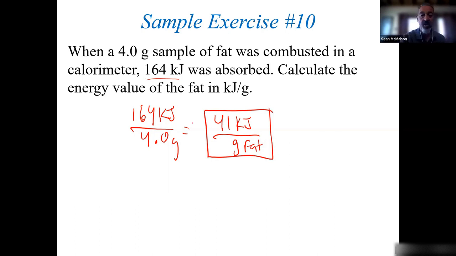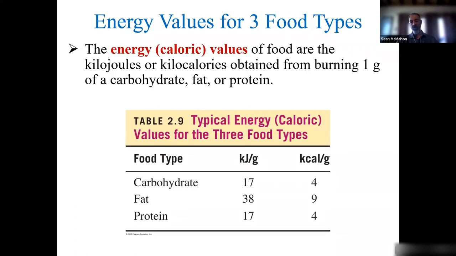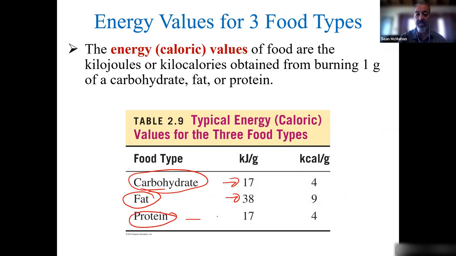Now, this is for this particular sample. And if we use generic values, because not all fat gives you the same amount of energy. There's saturated fat versus monounsaturated and polyunsaturated. So different fats actually give you different amounts of heat per gram. But if you were to take a ballpark, an average, typically a gram of fat is going to give you about 38 kilojoules. A gram of carbohydrate on average is about 17 kilojoules per gram, and it's the same as a protein.